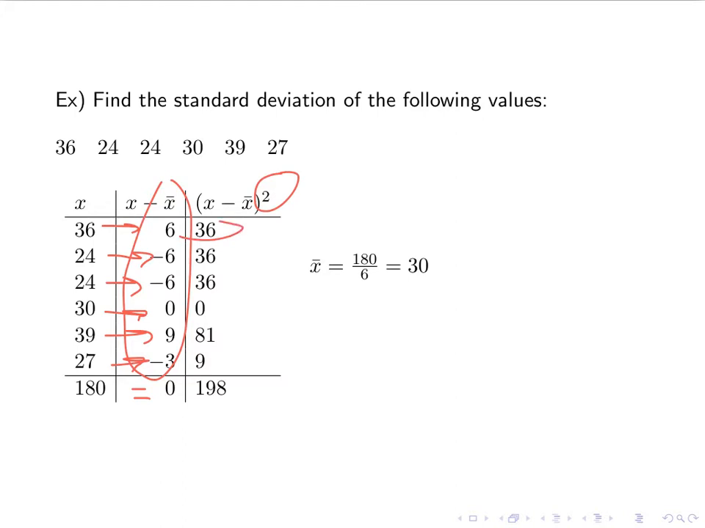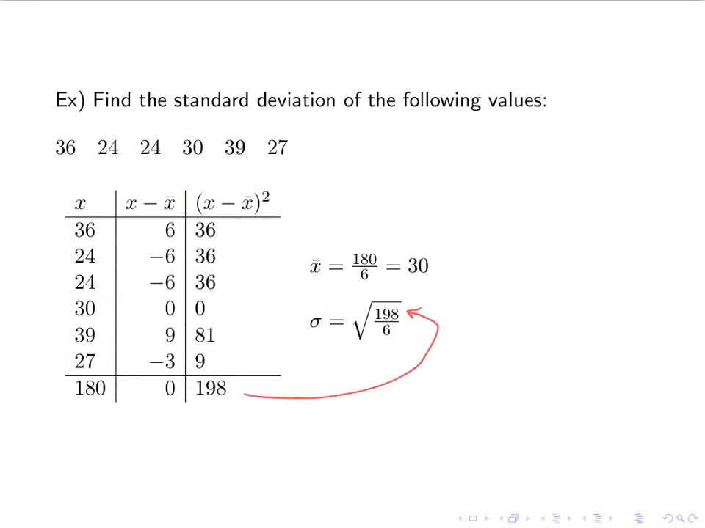So 6 squared is 36. Negative 6 squared, also 36. Remember, when you're squaring a negative, it's still positive. My third column is just my second column squared. And then again, I'm going to add them up. Once I've added them up, that becomes the numerator in my equation for the standard deviation. So I have the square root of 198 divided by the n from before. Again, they're both getting divided by 6, which is n.